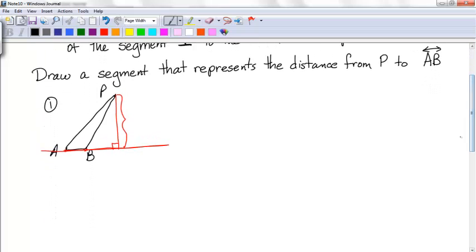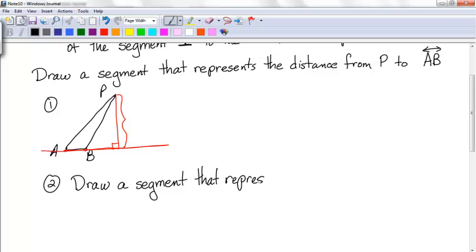Let's try another one. This time they're going to change the directions. Draw a segment that represents the distance. Now you got to read it carefully. From, on this one they're going from point A to line PB, and it's a line, not just a segment.